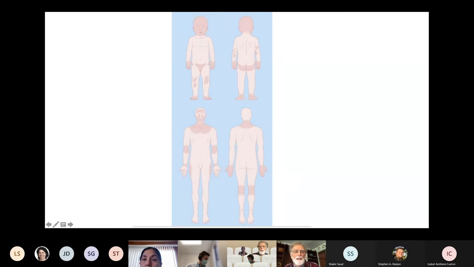All right, so knees and elbows for kids, and then flexors, the antecubital and the popliteal fossa for adults. Kids, more on the face. Adults, also on the face and neck in particular, but both hands. The hands are really, really susceptible to all kinds of stuff.